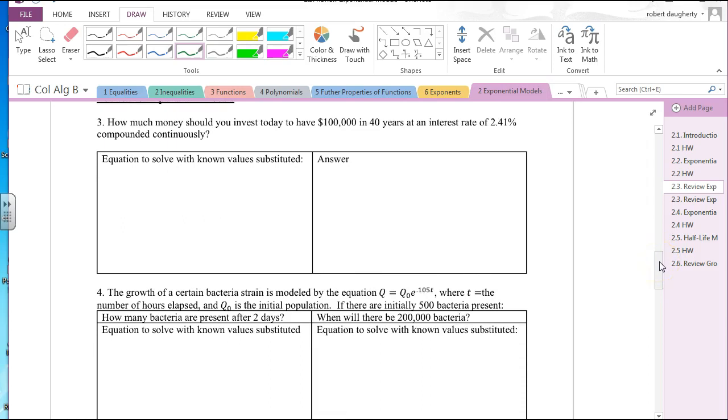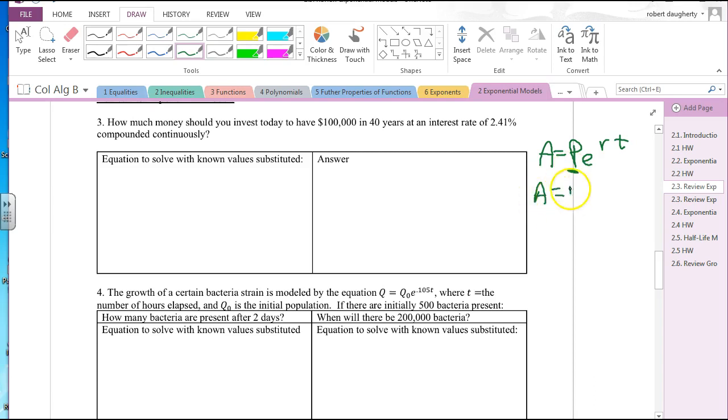Let's look at this. How much money should I deposit today to have $100,000 in 40 years at an interest rate of 2.41%? This is continuous interest. Okay, I see the word compounded continuously, okay? So how much money should I put in today? They're asking me to solve for P.